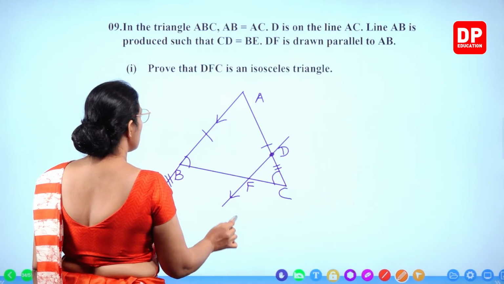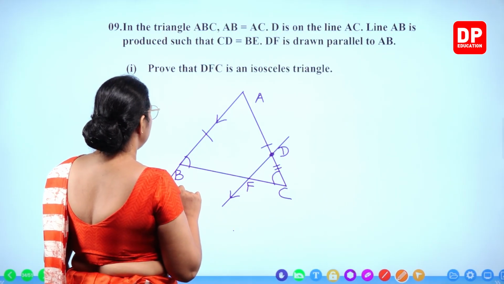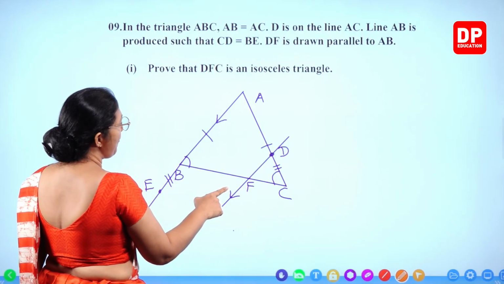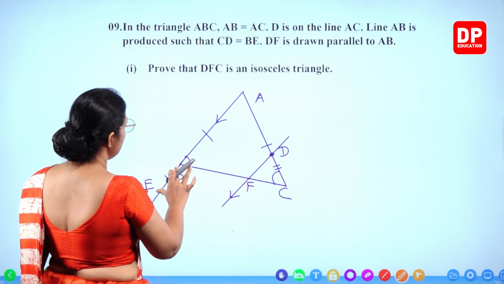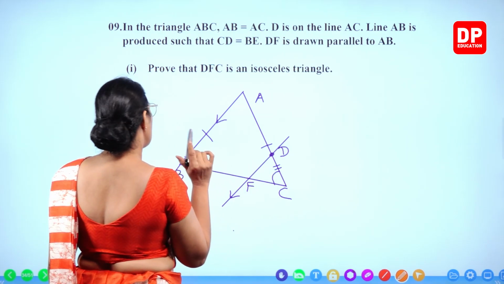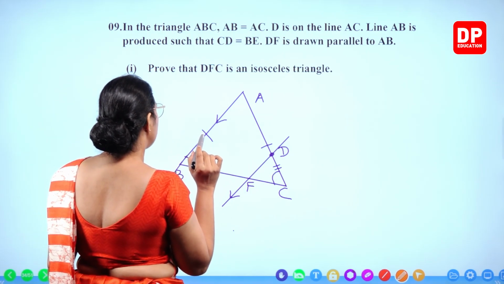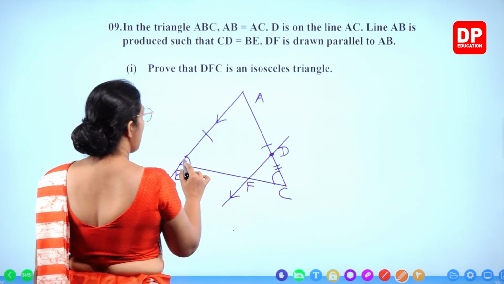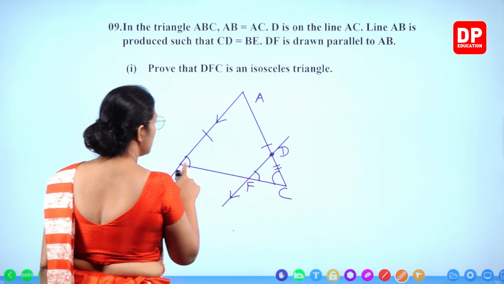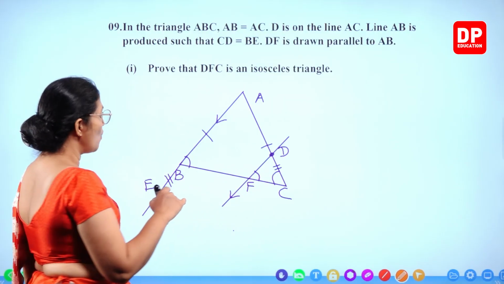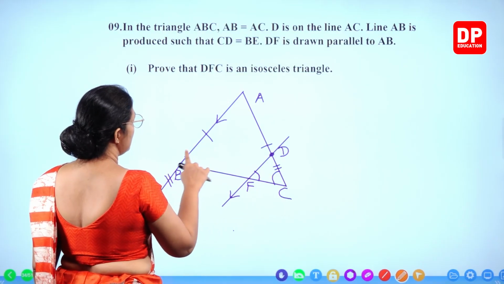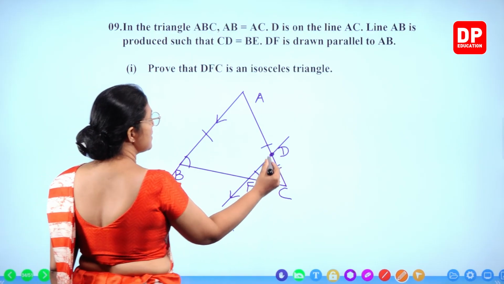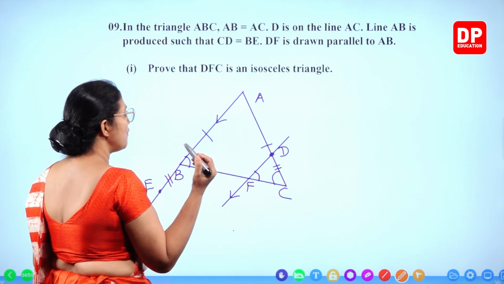How do you show that it's isosceles? These two are parallel lines, and this length is equal to this one. So what can you say about parallel lines? This angle and this angle are equal. Corresponding angles are equal. Then we can see this angle is equal to this one. So these two angles are equal. That means CD should be equal to FD.